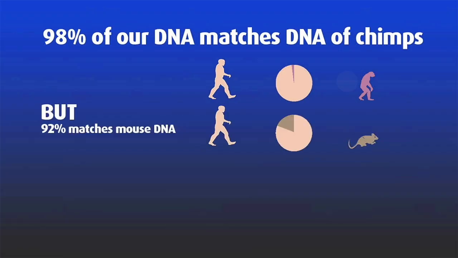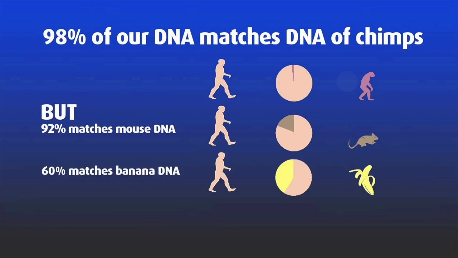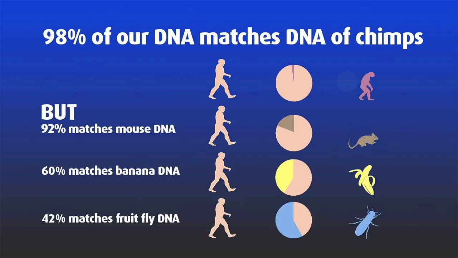80% of human DNA matches mouse DNA. 60% of human DNA matches banana DNA. And 42% of human DNA matches fruit fly DNA. So what does that prove? It actually doesn't prove much of anything. But you still see this claim being made.